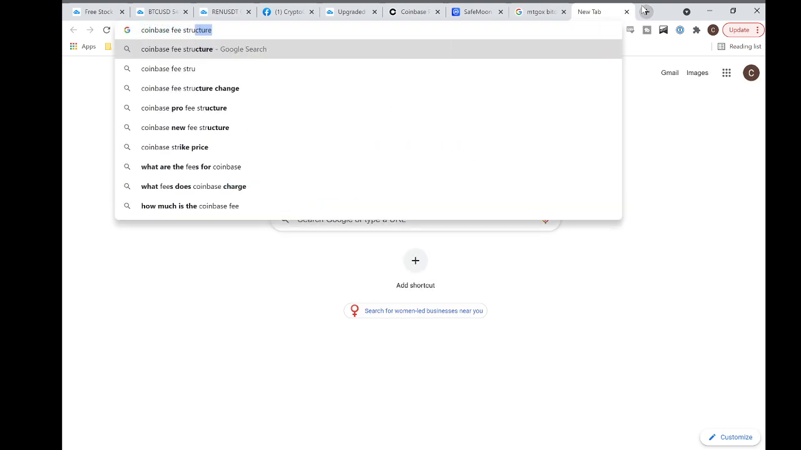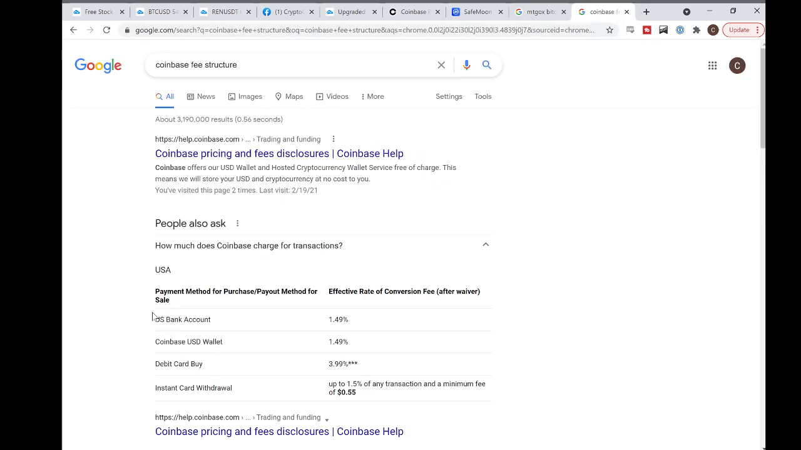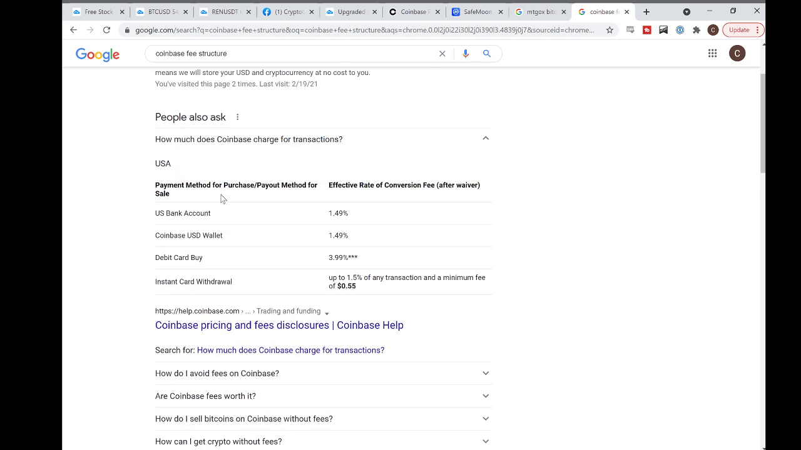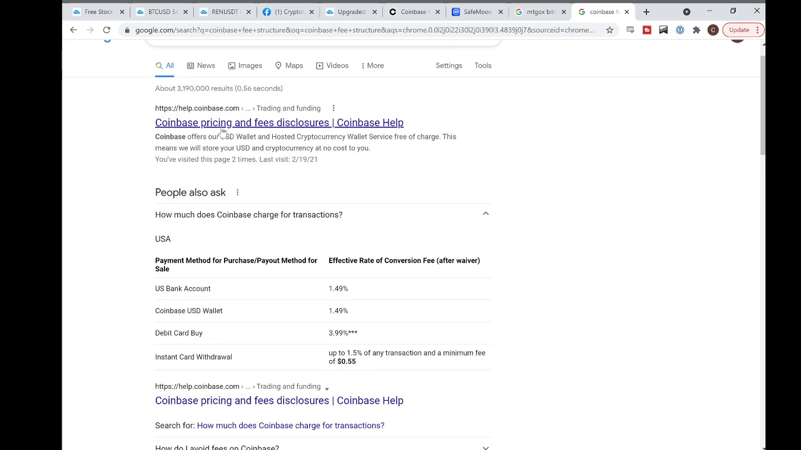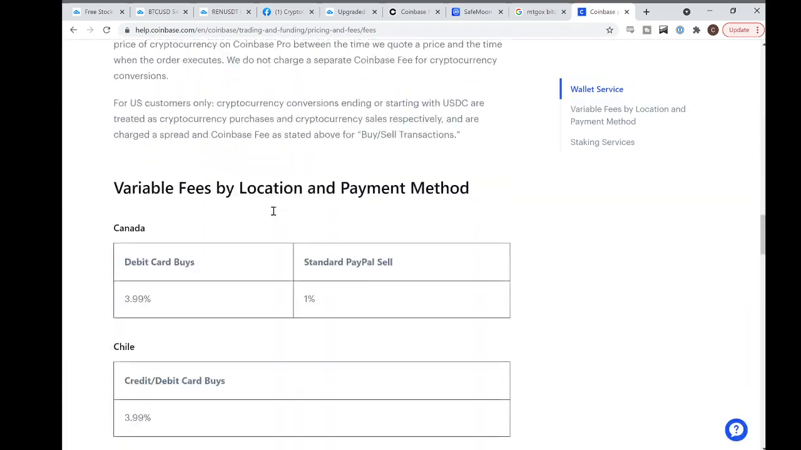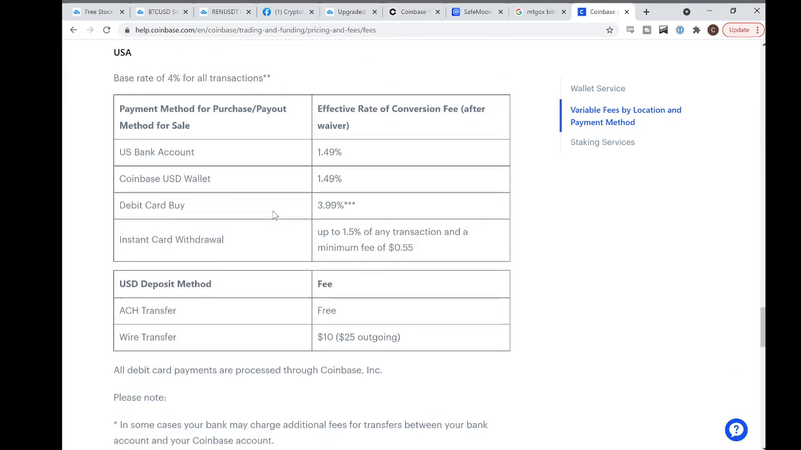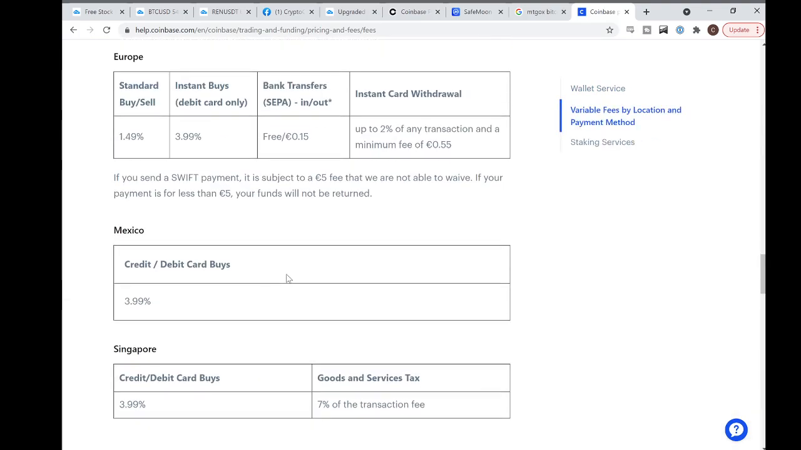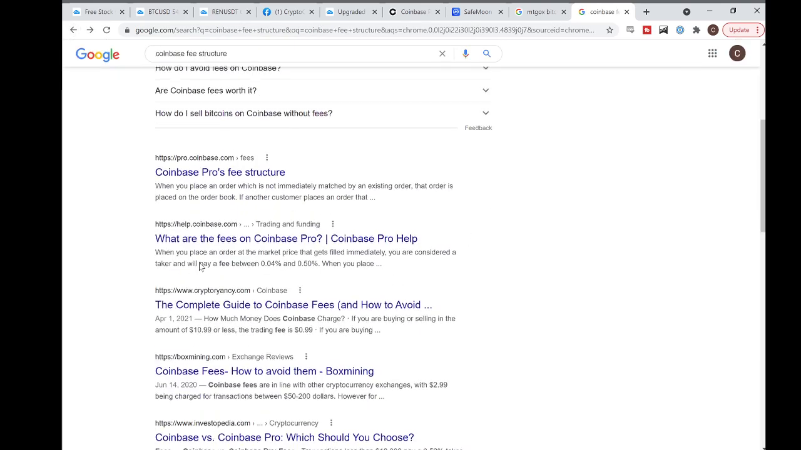Coinbase fee structure. Come on, where are you at? Buys and sells, buys and sells. I don't even see it on here. What is going on? All right, I can't find it right now. Oh, here it is. I think it's that.